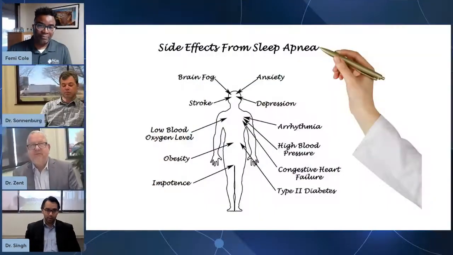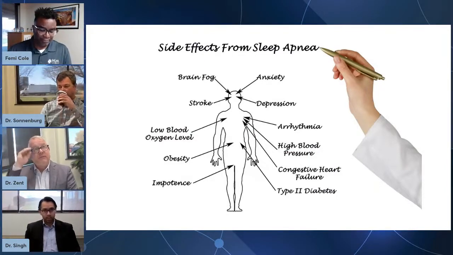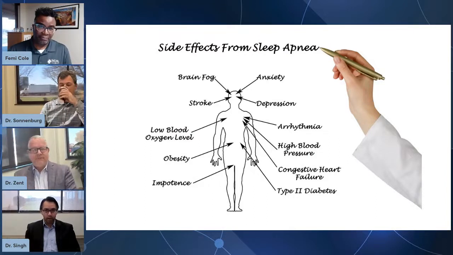And yes, on that note, Dr. Singh, you're up. Sleep apnea can increase the risk of high blood pressure. How's that detrimental to heart health? You're correct, Femi. Sleep apnea can directly lead to high blood pressure. Frequently, we'll see patients who have resistant high blood pressure, and that's actually related to their sleep apnea. And there's a reason high blood pressure has been called the silent killer. It doesn't have any symptoms by itself, but high blood pressure can affect your heart health in multiple ways.